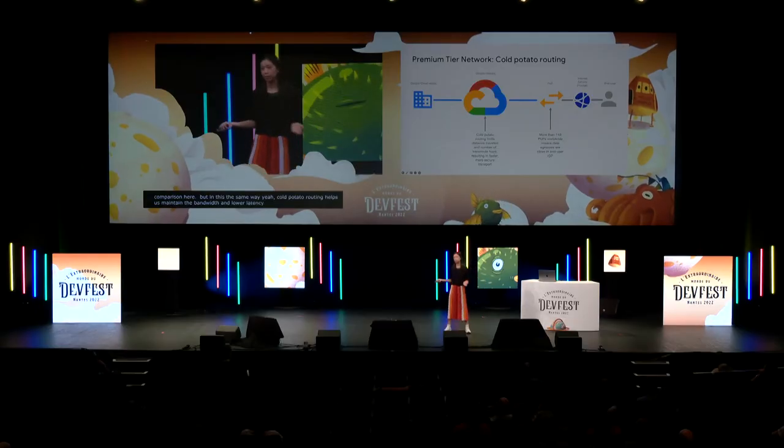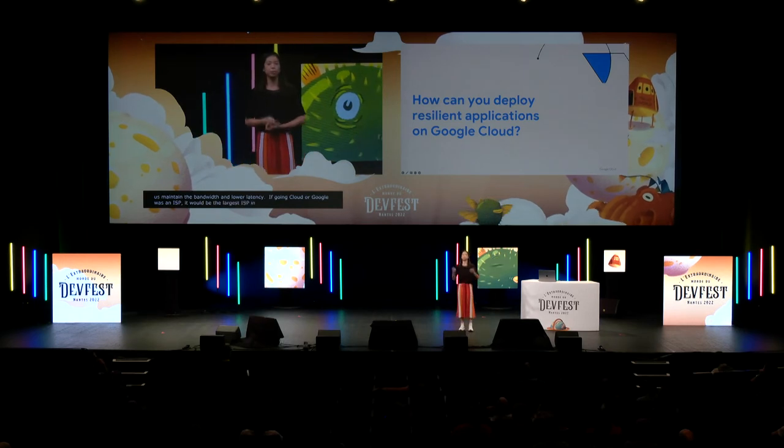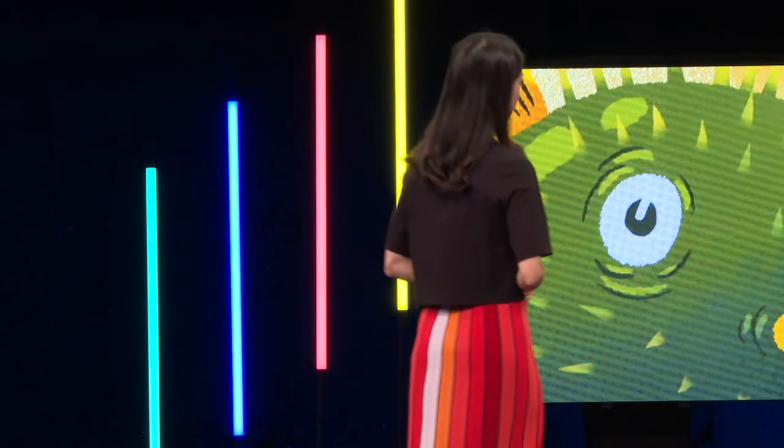And if Google Cloud or Google was an ISP, it would actually be the largest ISP in the world. So that's how much we operate. So how can you deploy resilient applications of your own on Google Cloud and leverage some of these capabilities?